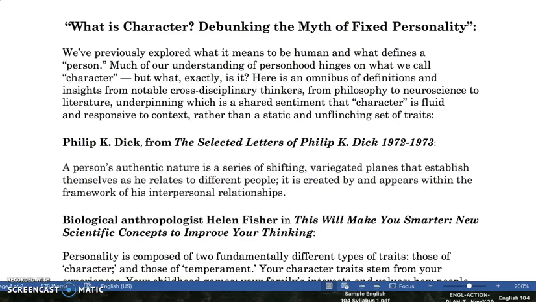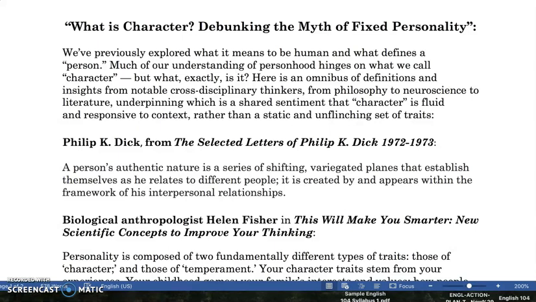So they're really trying to show a lot of different subjects so people can believe that this is something that many experts believe. So underpinning which is a shared sentiment that character is fluid and responsive to context rather than a static and unflinching set of traits. So the article is going to be offering the idea that character is something that changes, and depending on the context we have different characters, and it's not something that just is set or fixed as the title alludes to.